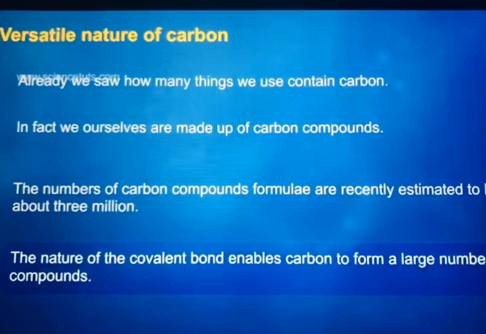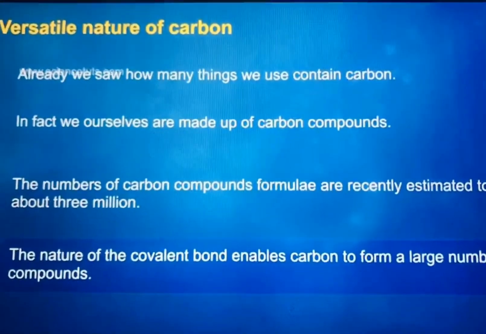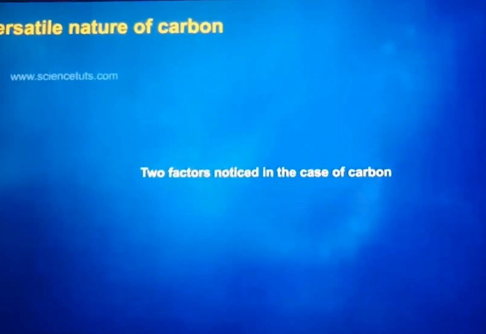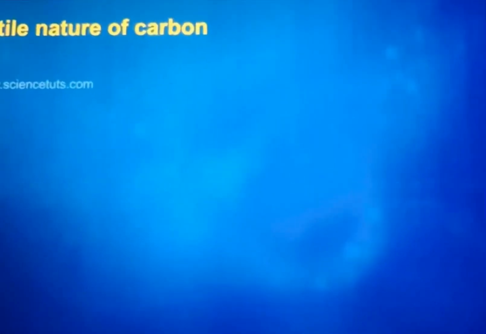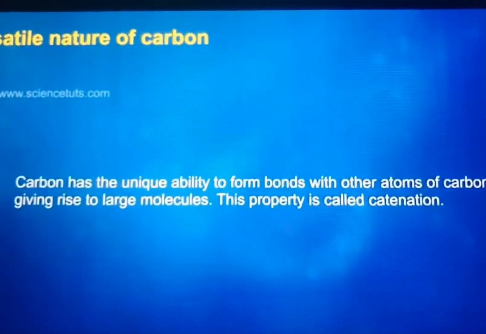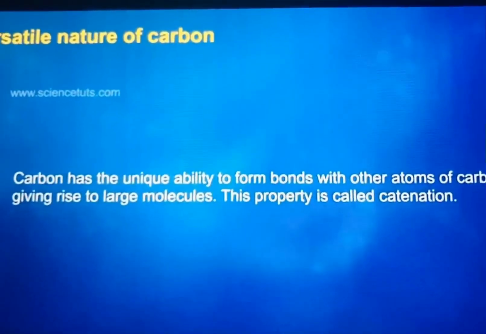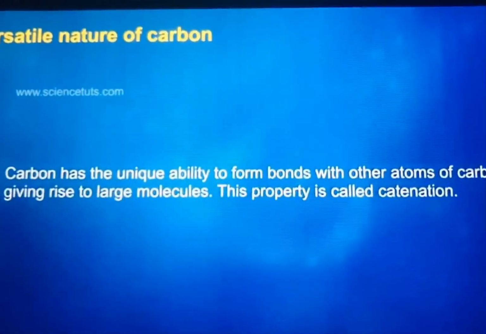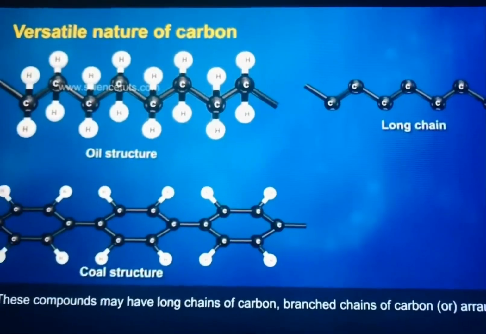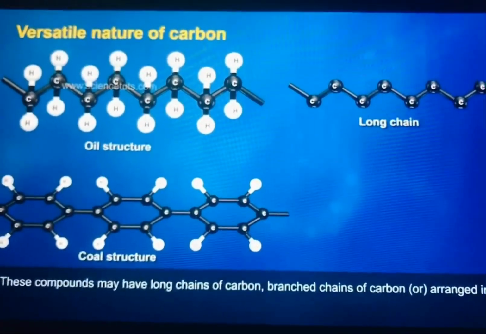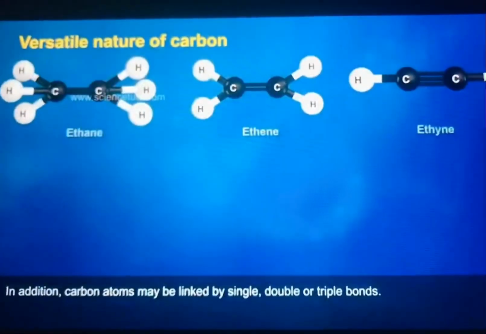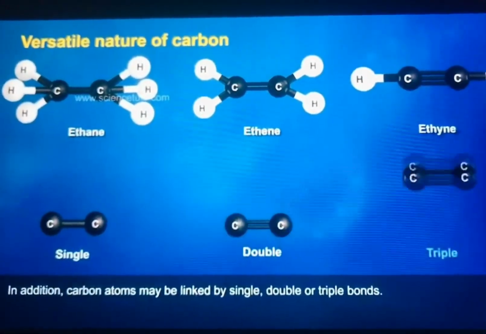The structure of the covalent bond enables carbon to form a large number of compounds. Two factors are noticed in the case of carbon. Carbon has the unique ability to form bonds with other atoms of carbon, giving rise to large molecules. This property is called catenation. These compounds may have long chains of carbon, branched chains of carbon, or be arranged in rings. In addition, carbon atoms may be linked by single, double, or triple bonds.